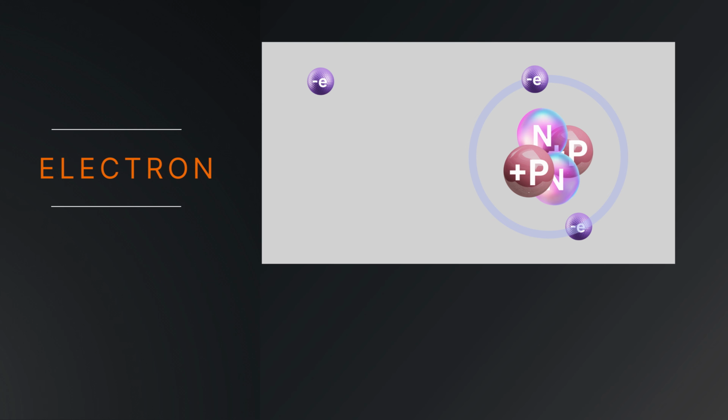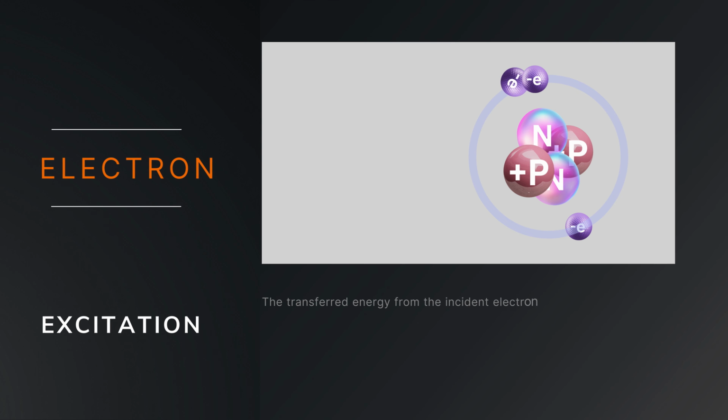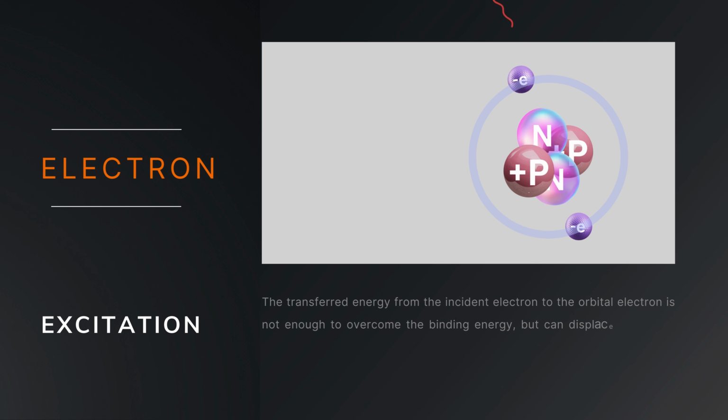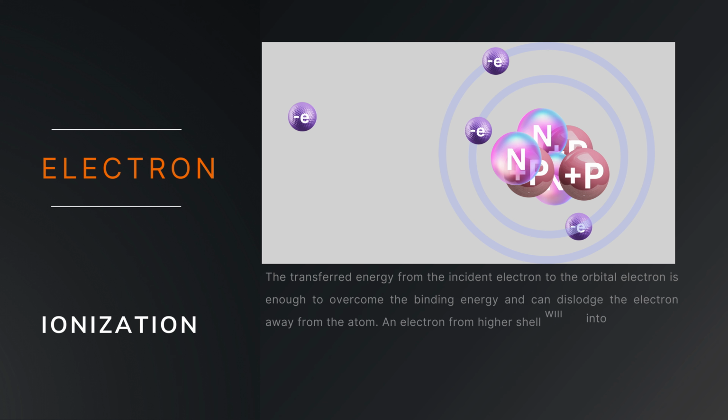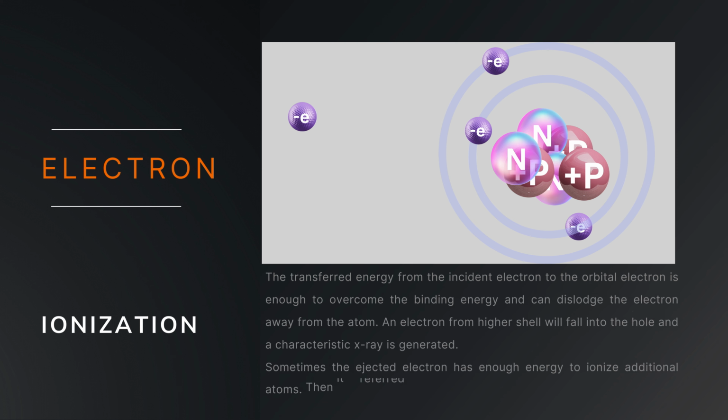ionization. In the excitation process, the transferred energy from the incident electron to the orbital electron is not enough to overcome the binding energy between the orbital electron and its atom, but can displace it from its stable position. The excited electron then returns to its stable position by emitting this acquired energy. In ionization, the transferred energy from the incident electron to the orbital electron is enough to overcome the binding energy and can dislodge the electron away from the atom.